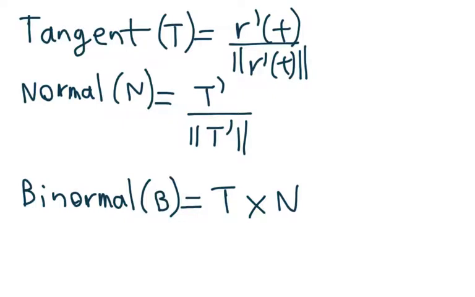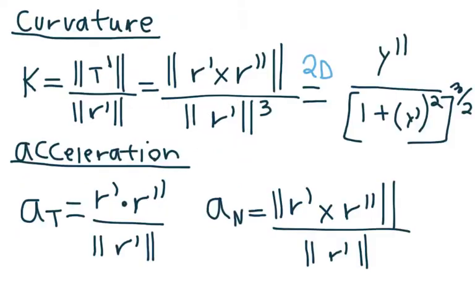And the binormal is simply going to be the cross product of the tangent and the normal. Now these are important because they help to find our curvature, which is essentially going to be the main goal of the question. You might be asked to find simply the tangent or the binormal, but generally they'll just ask you, find the curvature.